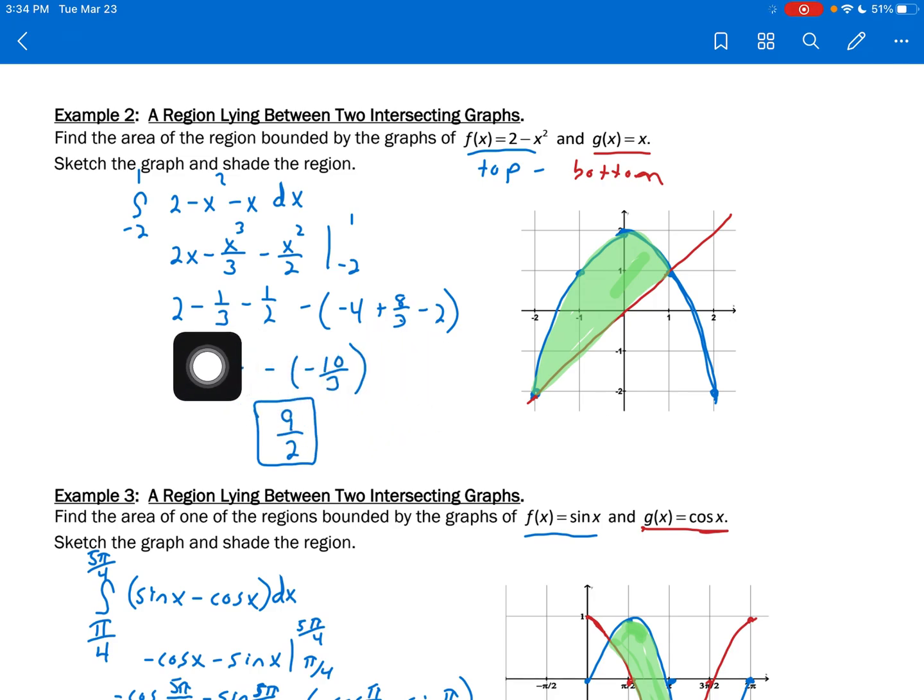Okay, so I'm going to sum up these fractions. That's going to give me 7/6, and when I sum up these numbers, it gives me -10/3, and 7/6 minus -10/3 is adding. I get 4.5 or 9/2 for that one.